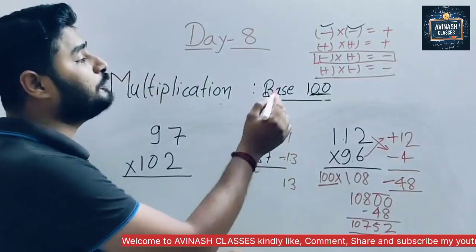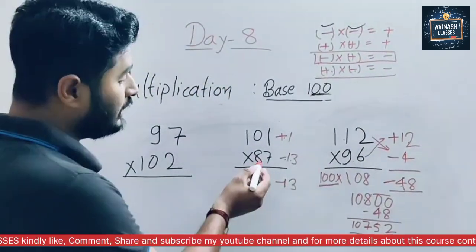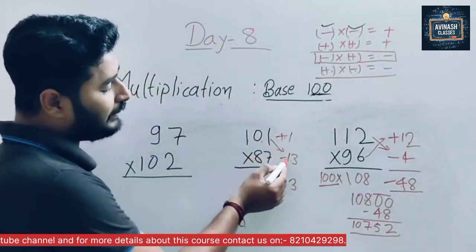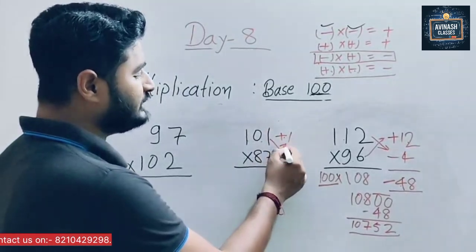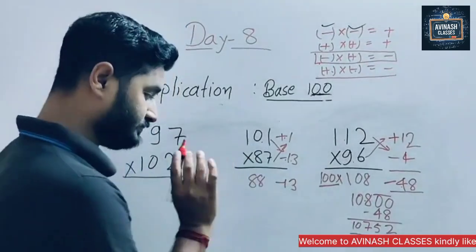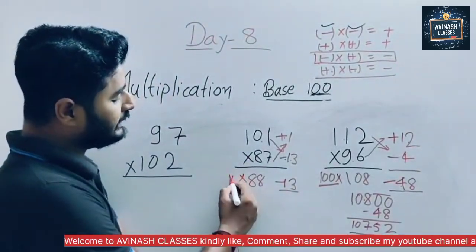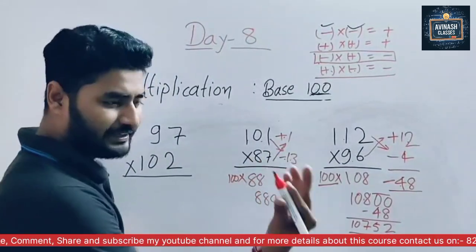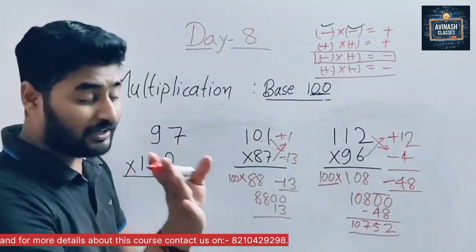Now negative into positive, that becomes negative. So you put the negative sign. Now either you do it like this, 101 minus 13, or 87 plus 1. I think this is easy to add. Both times we get the same answer. So here we write 88. Now, when negative comes, we have to do multiplication with 100. If you write it like 8800, we get the same.